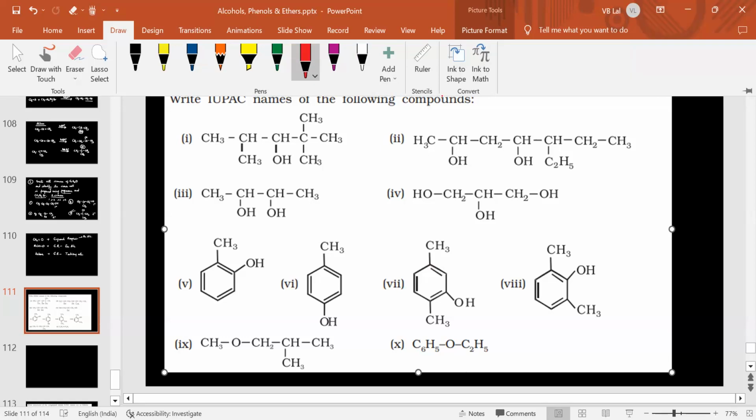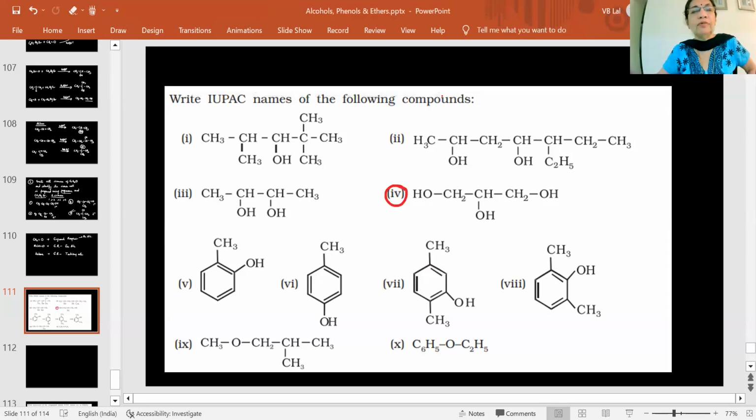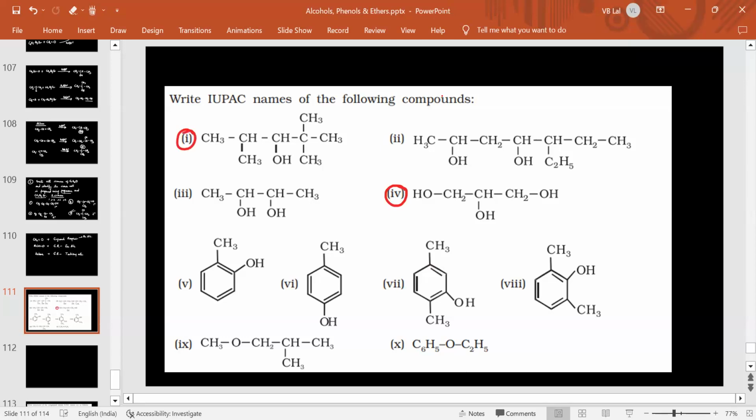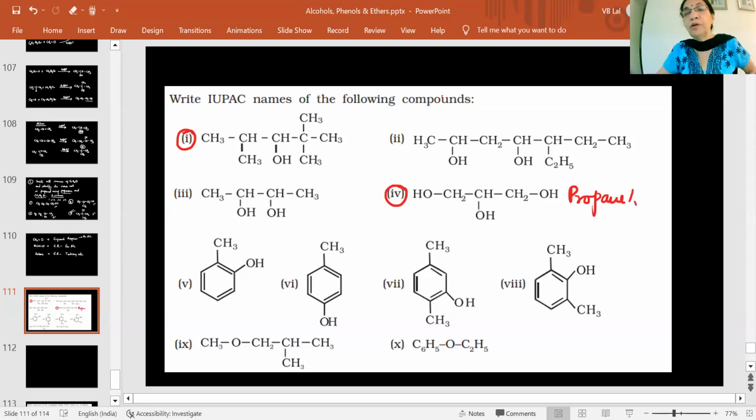Hariharan, you tell me the name of the fourth one. Sai Kalyan will tell me the name of the first one, glycerin. Yes, that is the common name. I want the IUPAC. Propane 1, 2, 3 triol, ma'am. Propane 1, 2, 3 triol. Very good.